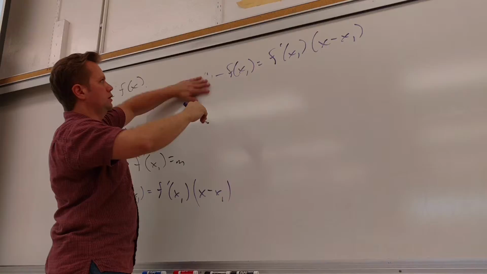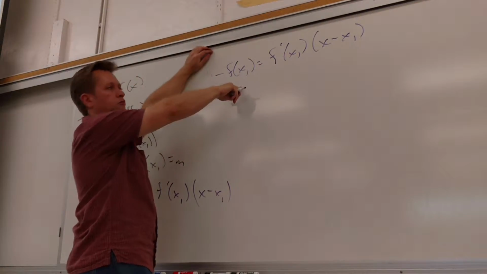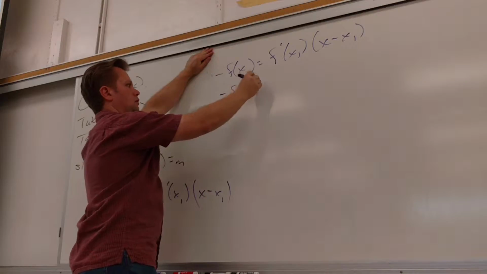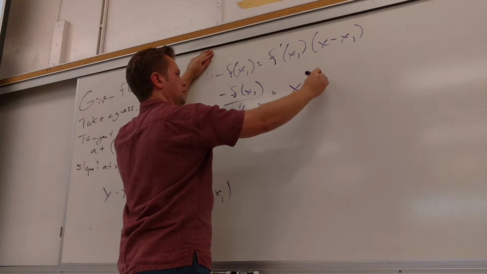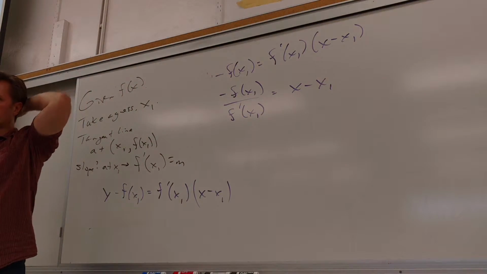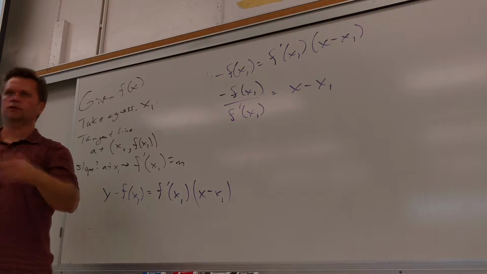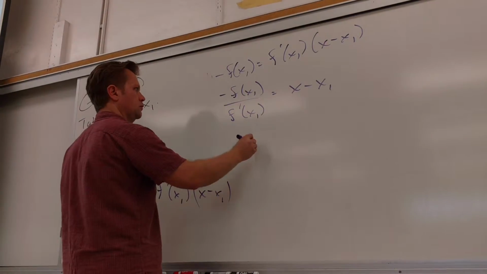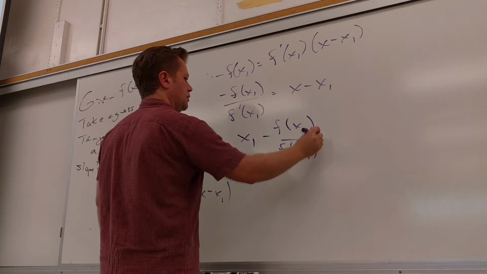So what I would do is divide by that as a goal. You could distribute, but why would you do this? And then the last thing is, just move x1. Add x1 over. This step should not have been difficult. This is algebra stuff, right? Add x1 over, so I get x1 minus f of x1 over f prime of x1 equals x.